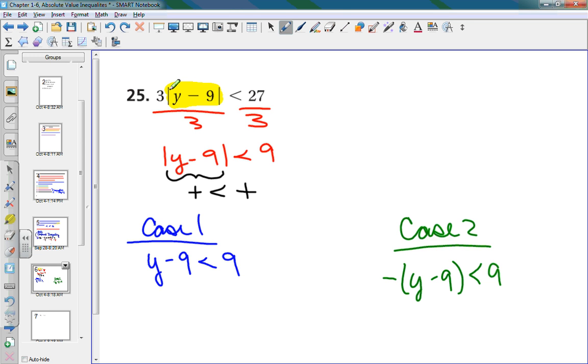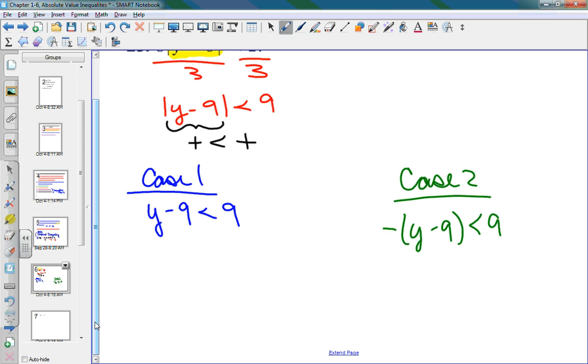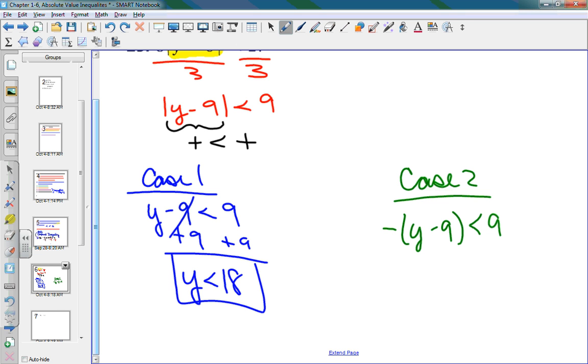Okay, moving right along. What do I do? What is y minus 9 less than 9? How do I solve that? Add 9 to both sides. Y is less than 18. There's my first region answer. Go to the next case. What do I do? Distribute. So that's negative y plus 9 is less than 9.